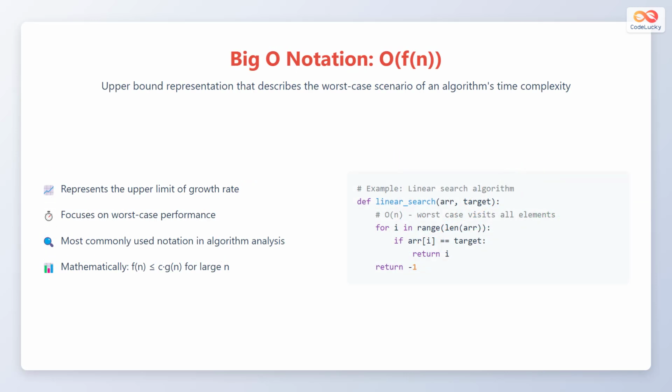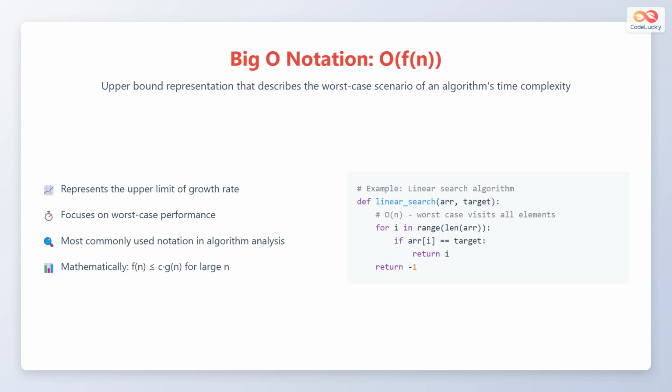Big O notation, denoted as O of f of n, is an upper bound representation that describes the worst-case scenario of an algorithm's time complexity. It represents the upper limit of the growth rate, telling us the maximum amount of time an algorithm might take. It focuses on worst-case performance, providing a guarantee that the algorithm will not be slower than this bound. It is the most commonly used notation in algorithm analysis. Mathematically, f of n is less than or equal to c times g of n for large n.